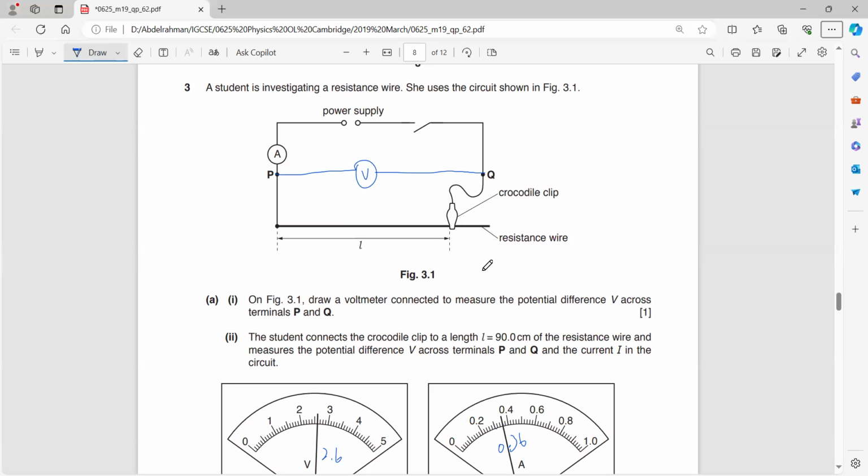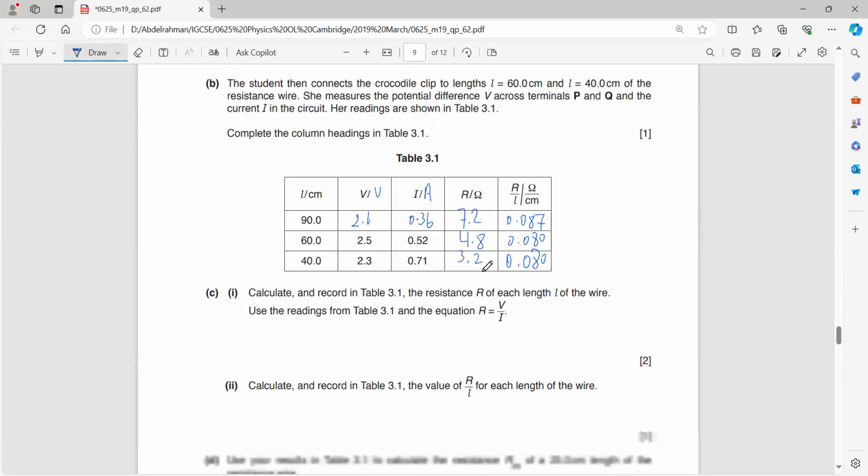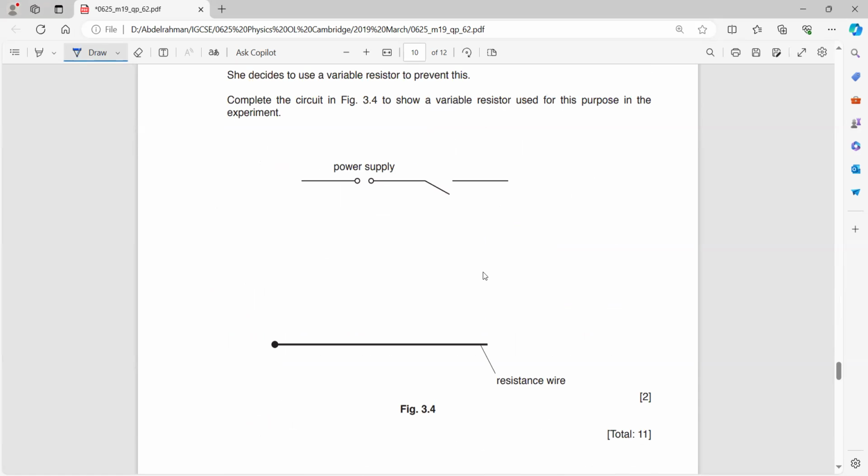It doesn't actually have to be instead of the crocodile clip. It could be with the crocodile clip. How can we draw the variable resistor? It would be in series. This is the variable resistor. We have the ammeter, the crocodile clip, and the same voltmeter. But the whole point is that the variable resistor has to be in series. Why? Because it will control the whole current of the circuit. Okay, moving on.